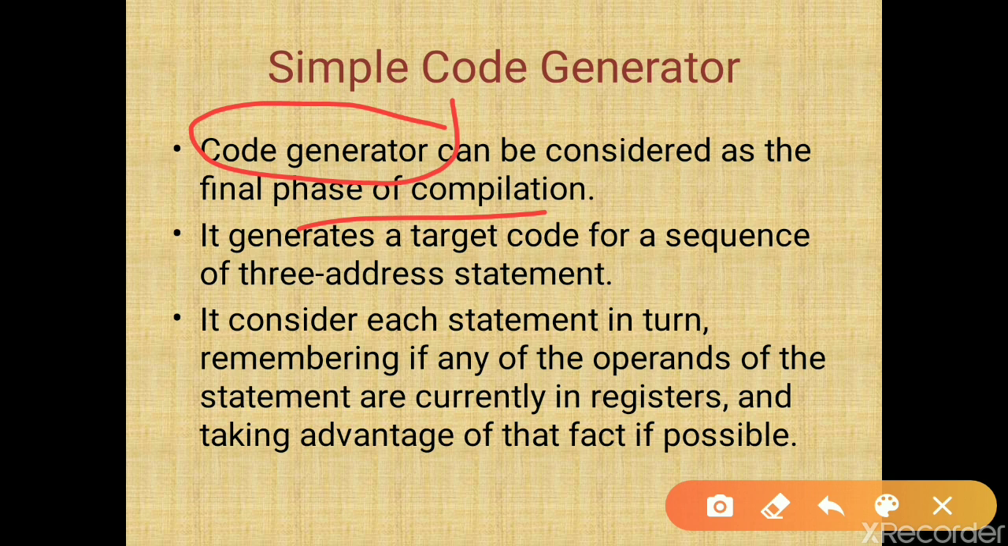So, what will the code generator do? It generates a target code for a sequence of 3 address statements. So, for a code generator we are giving input as intermediate representation, or we will call it IR, and it will produce the target code as the final output. In order to produce that we have to give a sequence of 3 address statements.